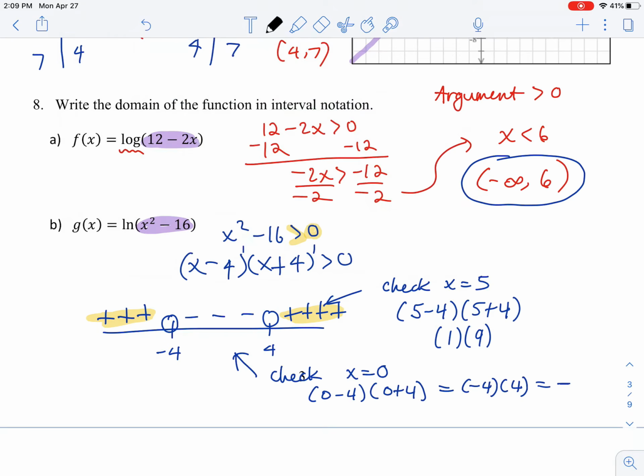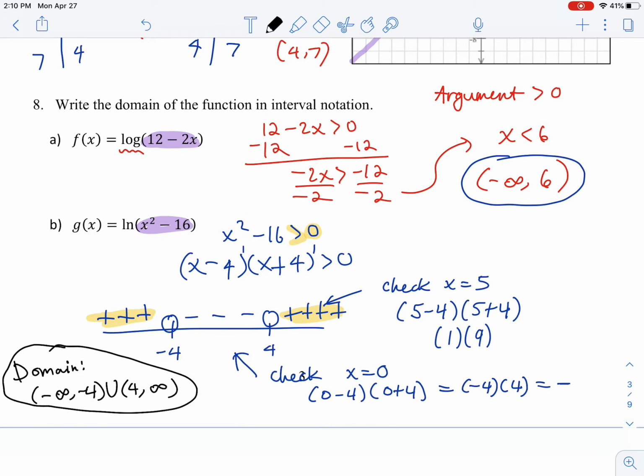So the domain of this function is, let me write it down here. Domain of g of x is from negative infinity to negative 4, union 4 to positive infinity. And we have to skip the ones in the middle because the ones in the middle will give us a negative argument, okay? So I just wanted to stick in that review of solving polynomial inequalities on your exam 3 as you are preparing for your final exam.